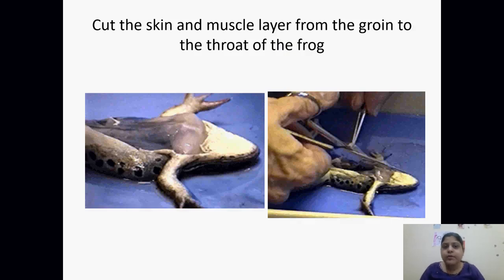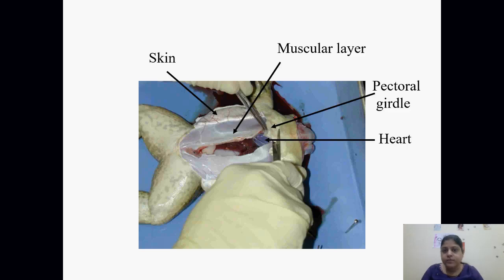So what we have to do is cut the skin and the muscle layer from the groin and reach up to the throat of the frog. See this. From the groin, from the pelvic girdle, we will give the incision. A V-shaped incision will be given. And then we cut forward up to the pectoral girdle, to the throat of the frog.